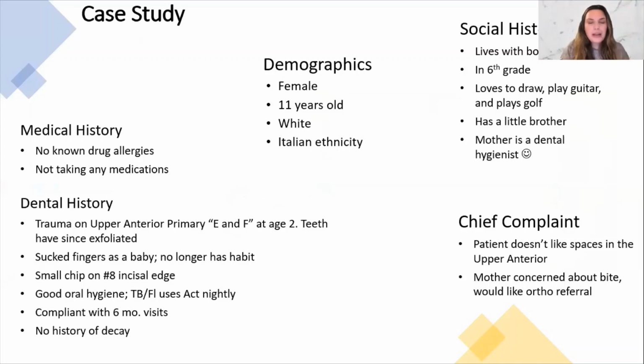So looking at this case study, medical history wise, demographic wise, we're looking at an 11-year-old female. So we have a pediatric patient. History of trauma on E and F at the age of 2. Now, I have a question for everyone. What type of occlusion class is at the highest risk of trauma for the maxillary anterior teeth? Does anyone know?